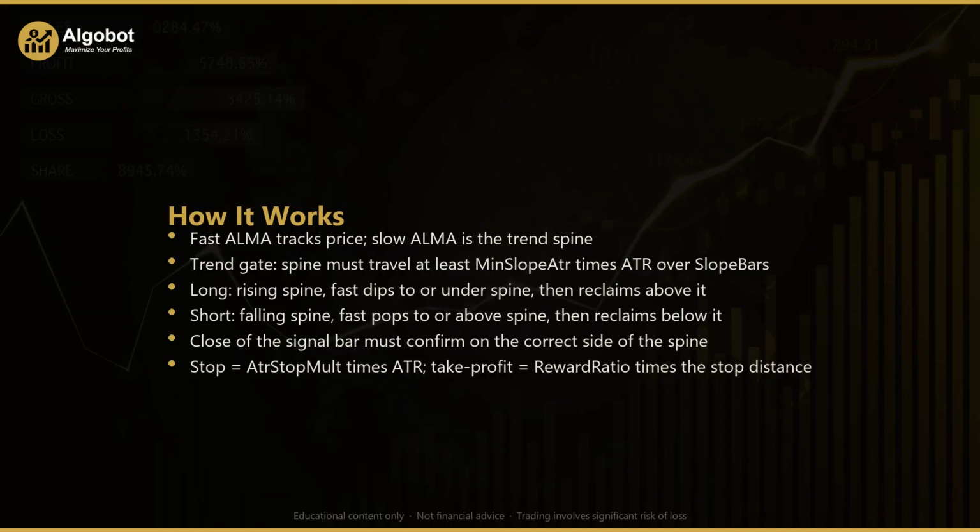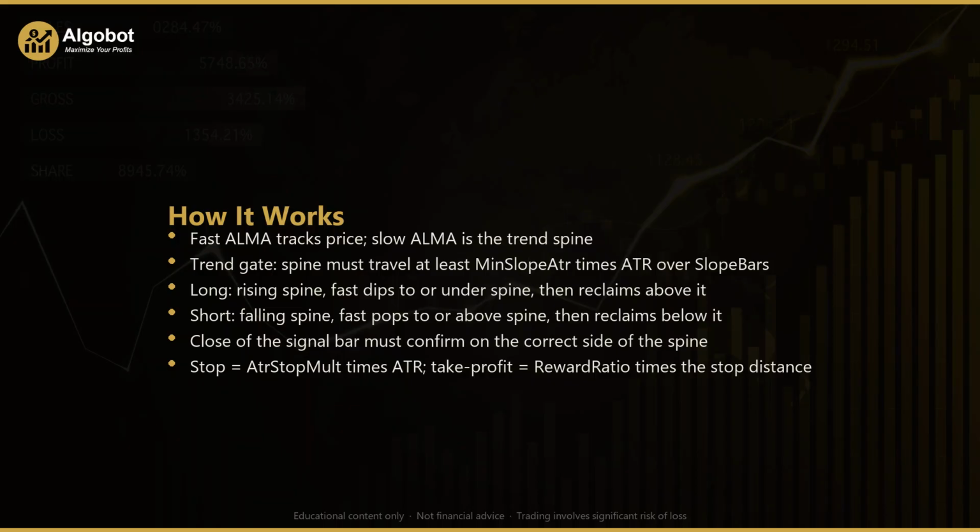Now let's walk through the exact logic. The strategy acts once per newly closed bar, so every decision is made on completed data, never on a half-formed candle. On each new bar, it first checks whether a position is already open under its own magic number. If one is, it stands aside and lets the existing stop and target manage that trade, one position at a time. Next, it builds its two averages. The fast ALMA, with a default window of 9, hugs price closely. The slow ALMA, with a default window of 30, is the smoother spine. Both use the same offset of 0.85 and the same width, or sigma, of 6.